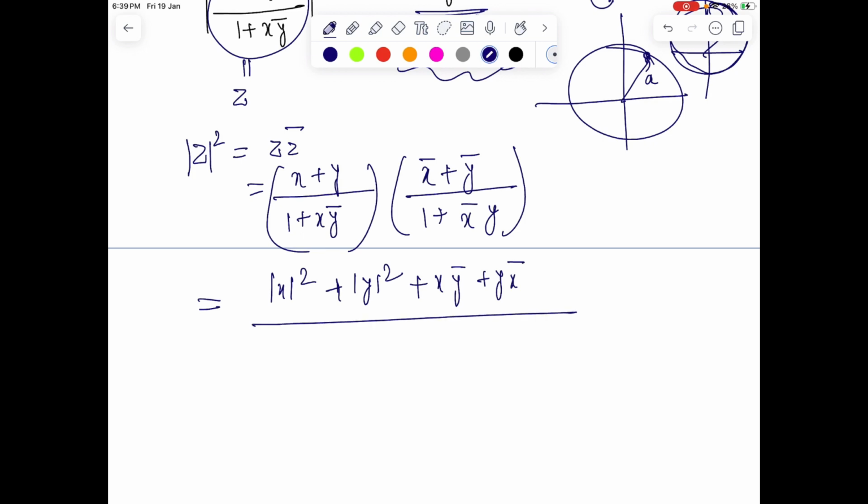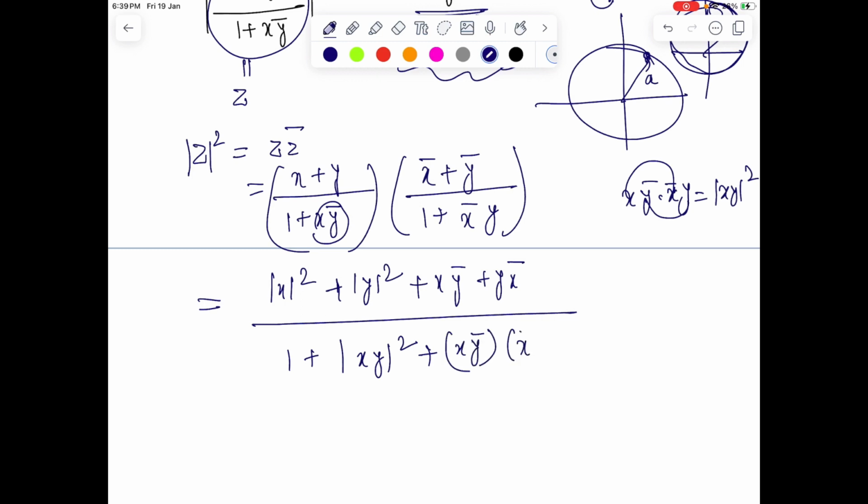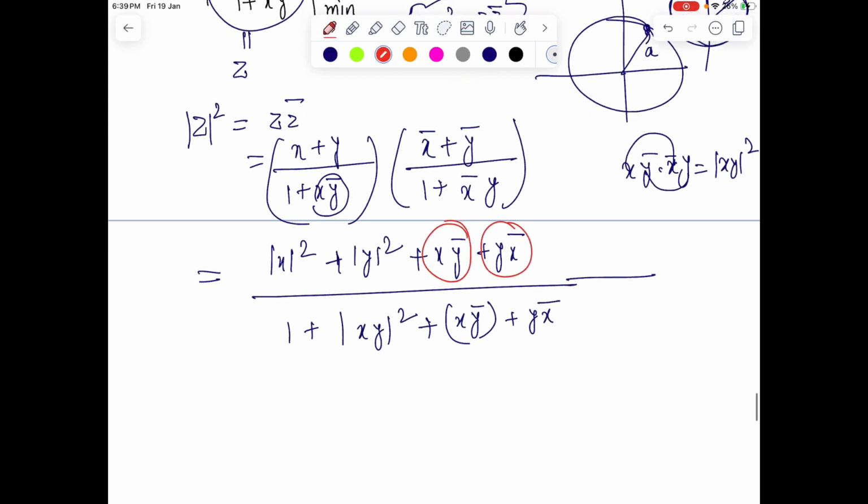Then we have x y bar plus y x bar, divided by 1 plus mod x y whole square, because x y bar into x bar y, x bar x is mod x square and y bar y is mod y square, so it's mod x y whole square, plus again x y bar into x bar y. Okay, so next will be x y bar plus y x bar.